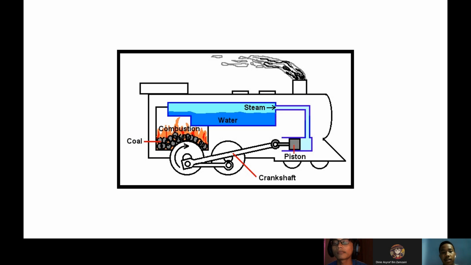And the boiler. The boiler's function is a container almost full of water with a space above. The water is heated by hot gas passing through tubes, producing steam in the space above the water. And then the journal box, housing for the plain bearing on a driving wheel.